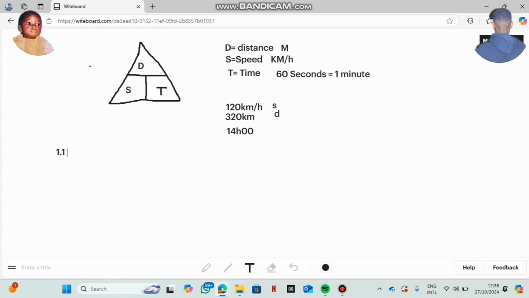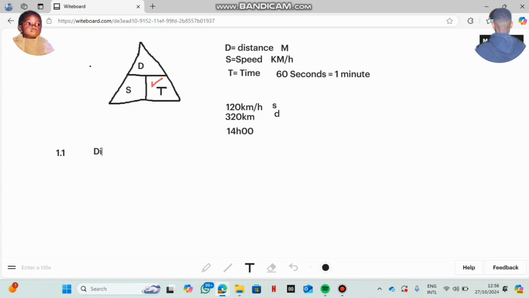So now this is what you do. You go to your question paper or your answer book. I told you to draw this triangle, and if you didn't draw it, just draw it now. You go to your answer book, and you close the thing you are looking for. You are looking for time, so you put your hand on top of T. When you put your hand on top of T, you will be left with D over S.